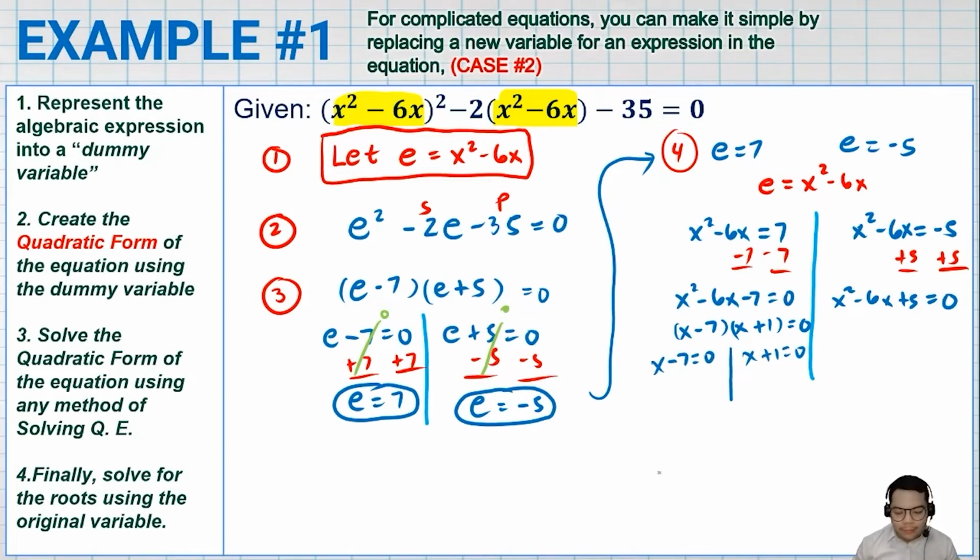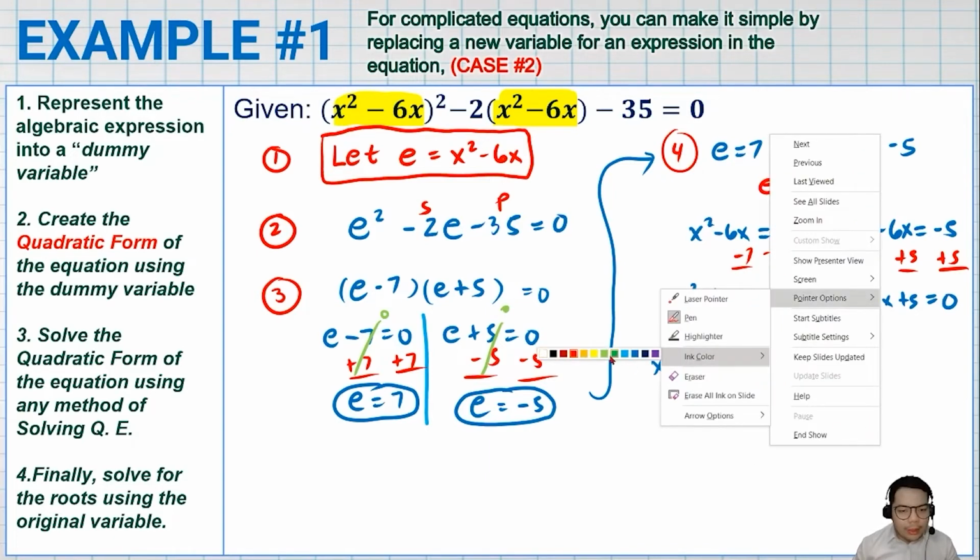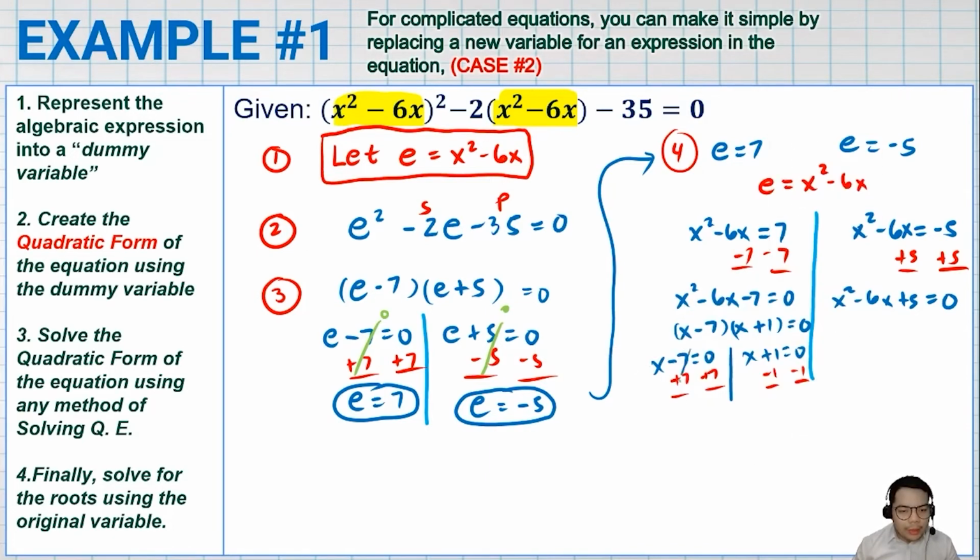So, we have to, ito naman, add 7 for both sides, to subtract 1 for both sides. Yan. So, from there, magiging 0 na to. So, we have x is equal to +7. Ito ay magiging 0 na din. So, x is equal to -1. And that is for the left side of the equation.